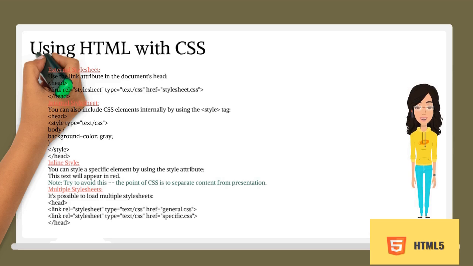Fourth is multiple style sheets. So it's possible to load multiple style sheets in your project. Note that later files and declarations will override earlier ones. So if general.css contains.